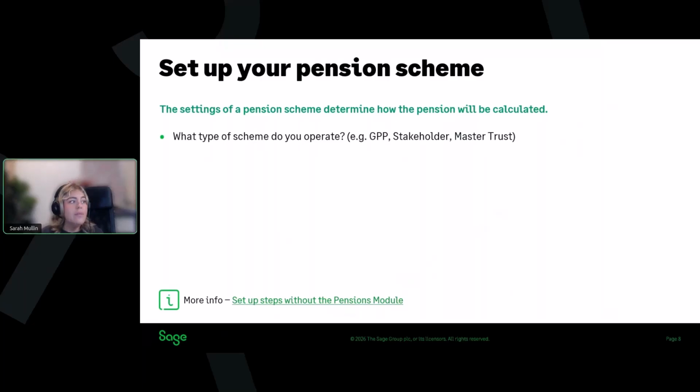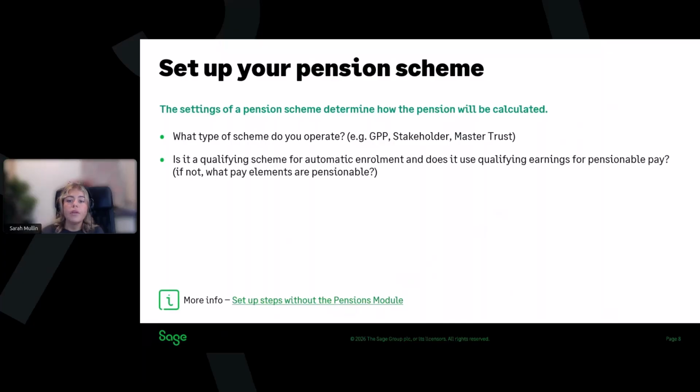So first, the type of pension scheme. What kind of scheme do you operate? Is it stakeholder, master trust, or another type of scheme? And importantly, is it a qualifying scheme for automatic enrolment as well? Does your scheme use qualifying earnings to calculate the pensionable pay? Now, if it doesn't, then you will need to know exactly which pay elements are going to be pensionable. So things like salary, commission, bonuses, and so on.